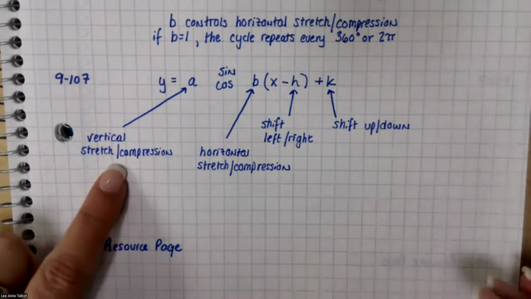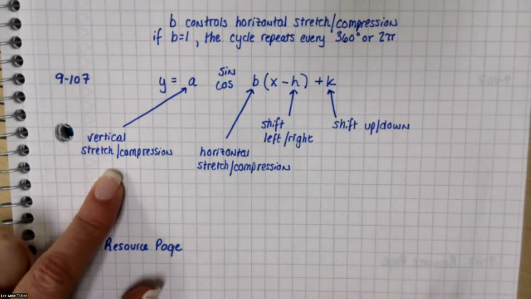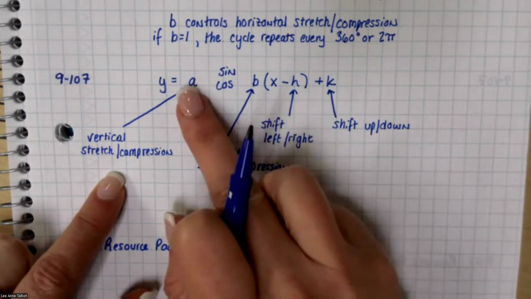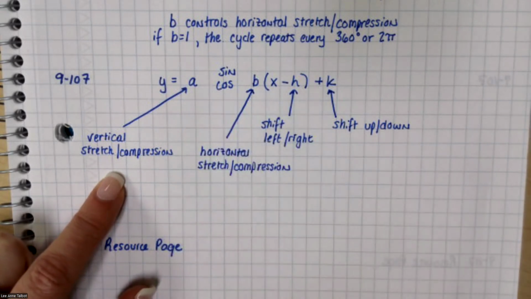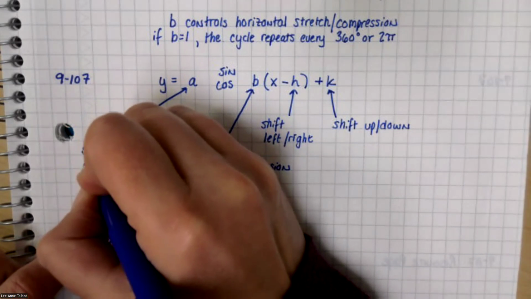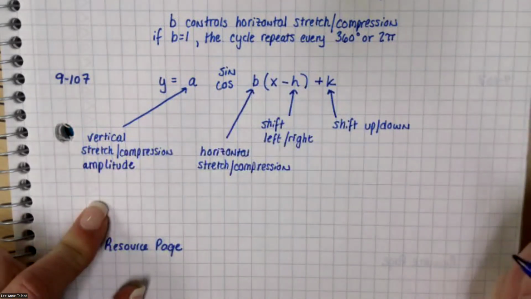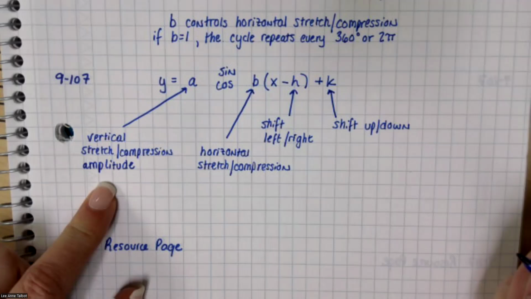Okay, this one is easiest. What is vertical stretch and compression called in a wave? I'm going to give you a hint. The A was chosen for a reason. What's a wave word that starts with A? Amplitude, yes. That's the easiest one because it's a wave word that starts with A.